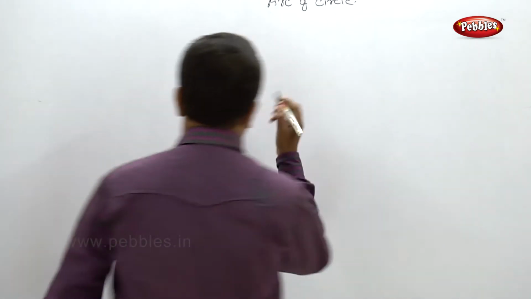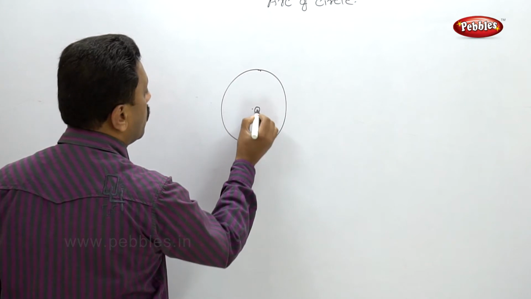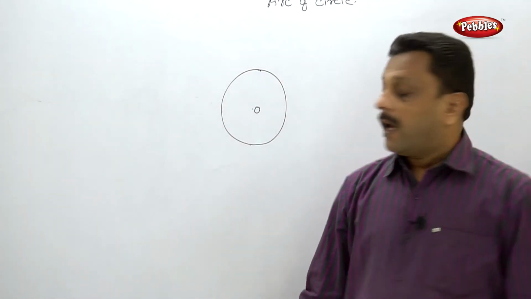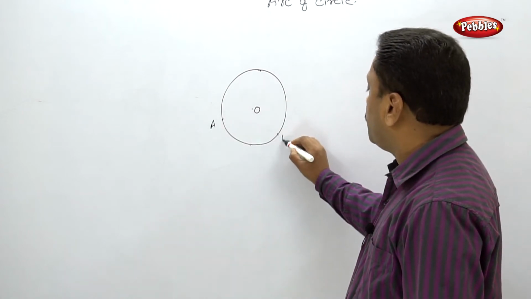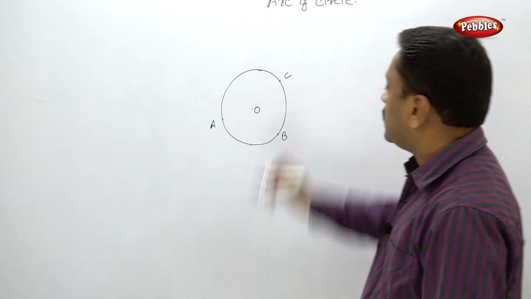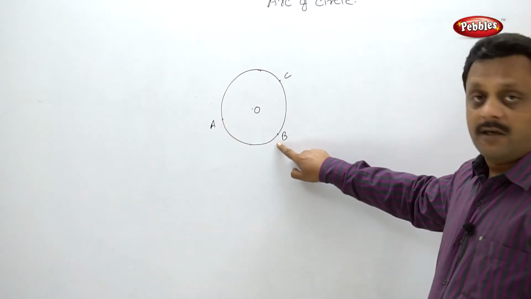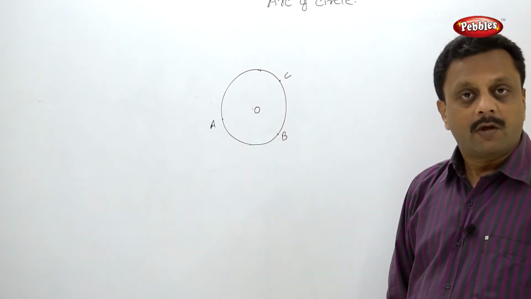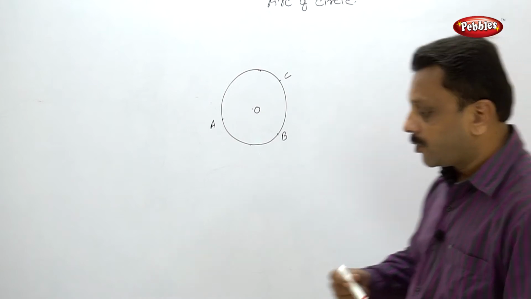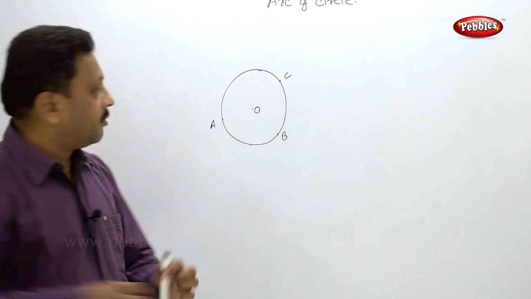Now all of you know what you mean by arc. Suppose this is a circle with center O, and suppose I say that there are 3 points A, B and C. So now I can say AB is an arc, BC is an arc, or AC is an arc. Correct? Now we will see a combination of arc and angles. Let us see about it.